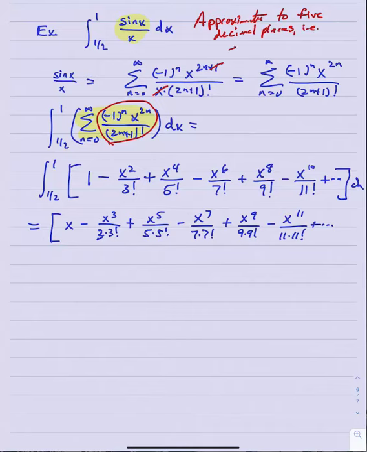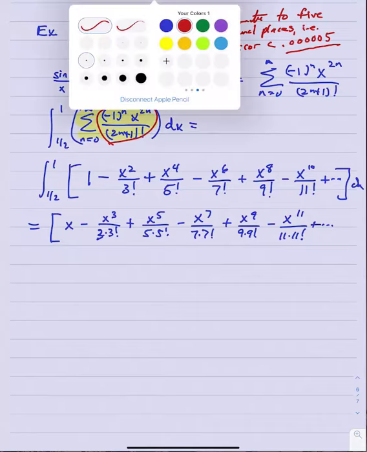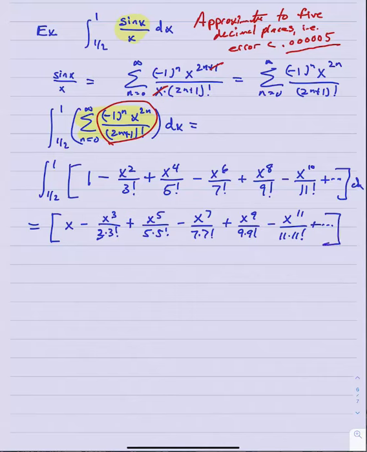I.e., the error needs to be less than 0.000005. So a 5 in that sixth decimal place preceded by 5 zeros. All right, now, again, don't forget down here, this is the antiderivative, and you're evaluating it from 1 half to 1. So there is one little tricky thing here just to be aware of.